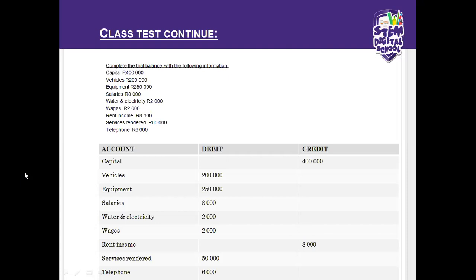And then telephone, 6,000 Rand, right in the debit column. Why? Because you pay the telephone bill, it's an expense, and expenses must always be on the debit side.